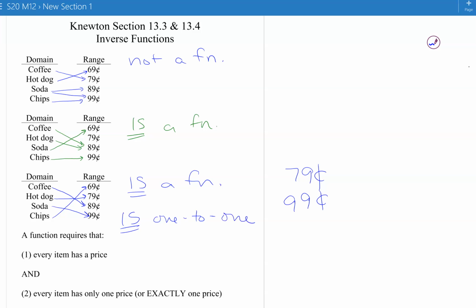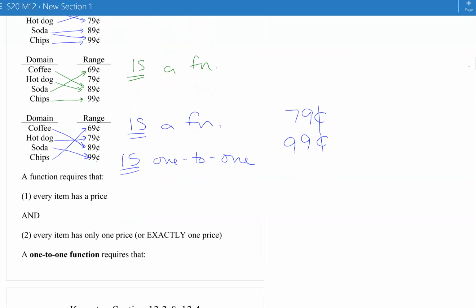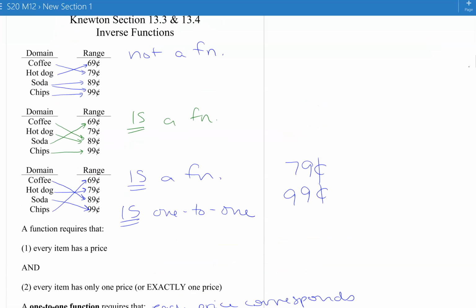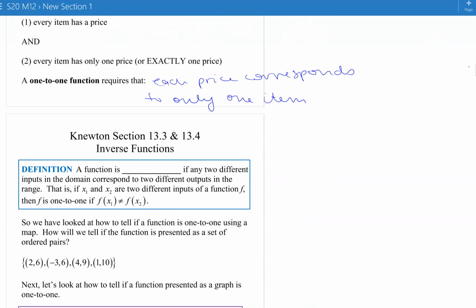So to be a function, every item has a price and every item has only one price. To be 1-to-1, you are adding the requirement that each price corresponds to only one item. So let's back up and look at the second example we made. This is a function, but it's not one-to-one, because if the price 89 cents was on the receipt, we would not be able to tell what was purchased.